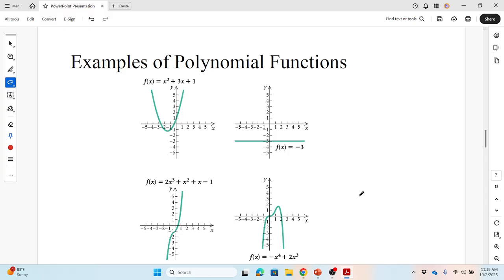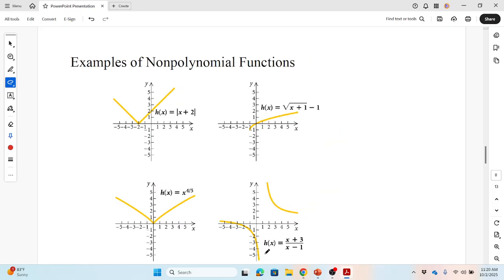Okay, these are some examples of graphs of polynomial functions. For example, the first one is quadratic, the second one is constant, the third one is cubic, the fourth one is power 4, quartic. But these are graphs of non-polynomial functions. These are functions but non-polynomial, like the absolute value function. This is not a polynomial function. Square root function. This is not a polynomial. A rational function. X to the power 4 over 5. They are not polynomial functions.